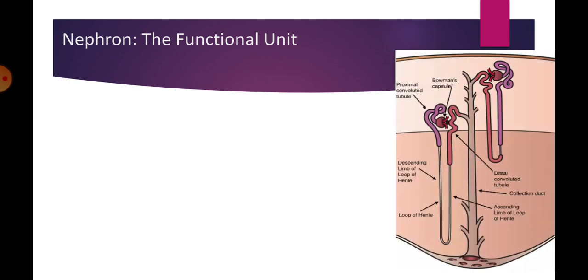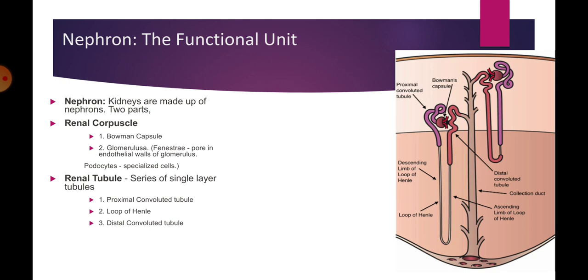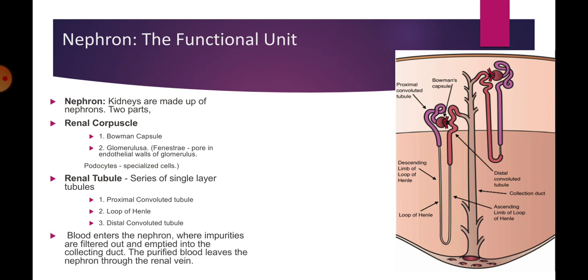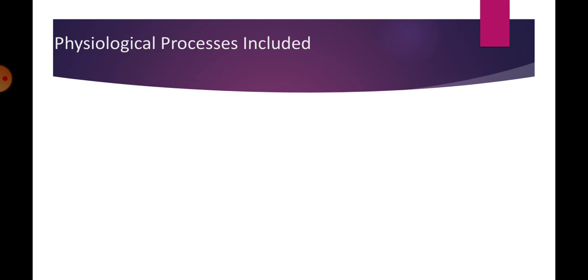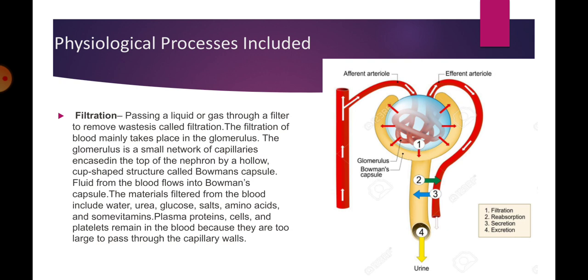In this figure you can see how nephrons are connected to the collecting tubule. So nephrons are made up of two parts: the renal corpuscle, which includes Bowman's capsule and glomerulus, and the renal tubule, where there are three types of tubule: proximal convoluted tubule, loop of Henle, and distal convoluted tubule. So how do nephrons work? That includes some physiological processes. First one is the filtration.